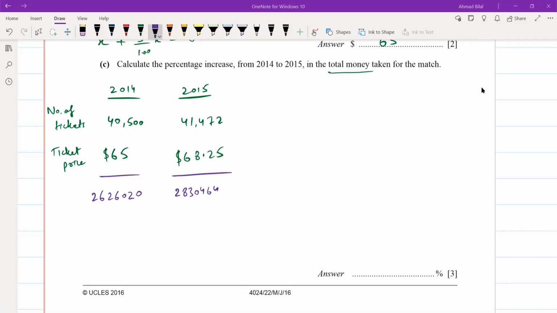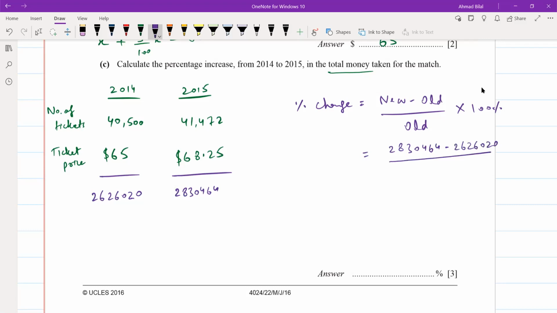Okay. Now all you have to do now is percentage increase find करनी है. So percentage change का formula क्या होता था? Remember, new minus original divided by the original. Remember, divide आप हमेशा original से करते हो, old वाले से करते हो, into 100%. So what do we get? We get 2830464 minus 2626020 divided by 2626020 multiplied by 100%, and that will give you something. ठीक है, ये आपके पास यहाँ पर रिजल्ट आ जाएगा.